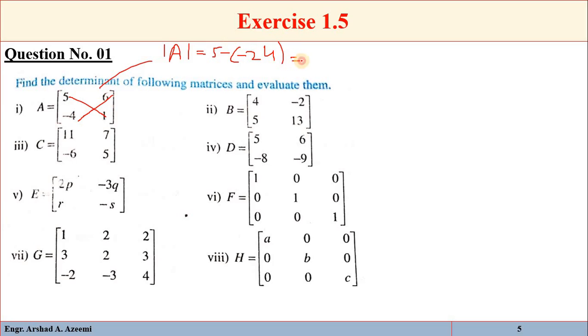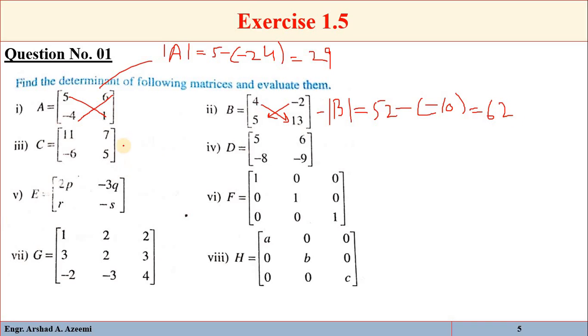So it will be minus minus, it will be plus 5 and 24, it will be 29. So that is the determinant. Okay, the determinant of matrix B will be equal to the product of the main diagonal elements, 4 multiplied by 13, which is 52, and minus 2 multiplied by 5, so it will be minus 10, and it will be equal to 52 minus minus 10, so it will be 62.